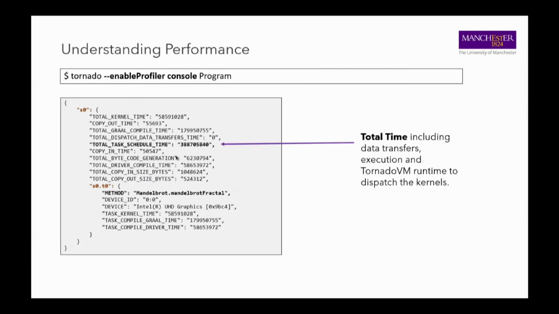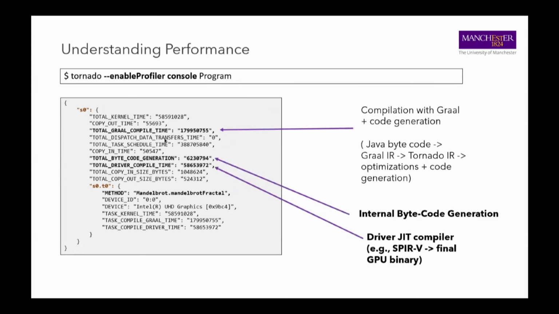For example, we can get the total time of the execution in nanoseconds. All these times are in nanoseconds, and are end-to-end, meaning for the whole JIT compilation, data transfer, and so on and so forth. We can also get the time spent in the Graal compilation, so from Java bytecode, all the optimization, and code generation. Or we can get, for example, the time when we ship this code to the driver, the time to compile from the driver, from the actual representation to the actual binary.